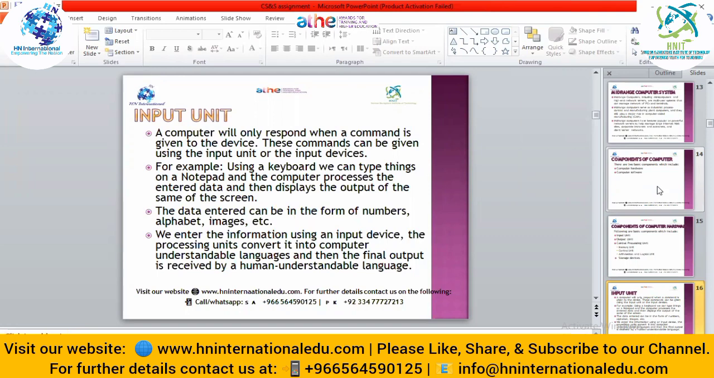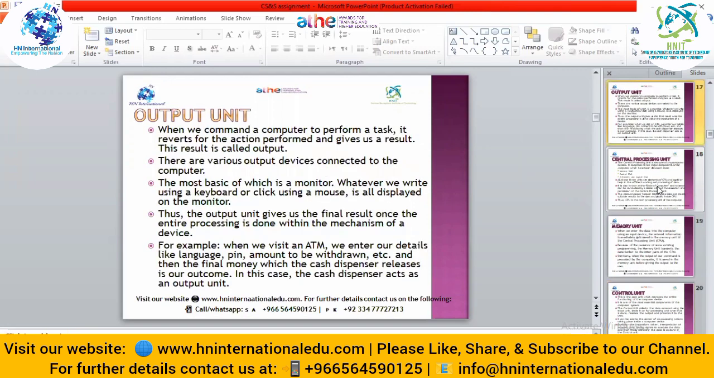So the input unit is responsible for taking data from the user and converting that data into the language that can be understood by the computer. So input devices take data and convert it into the form of 0 and 1. Then that data is transferred to the CPU and the CPU starts the processing. That is the responsibility of the input unit, to convert our data into a form the computer understands. As we discussed at the start of the lectures, the computer can only understand the 0 and 1 language.